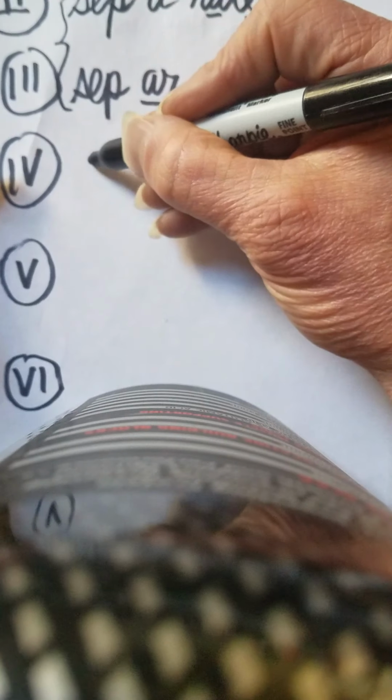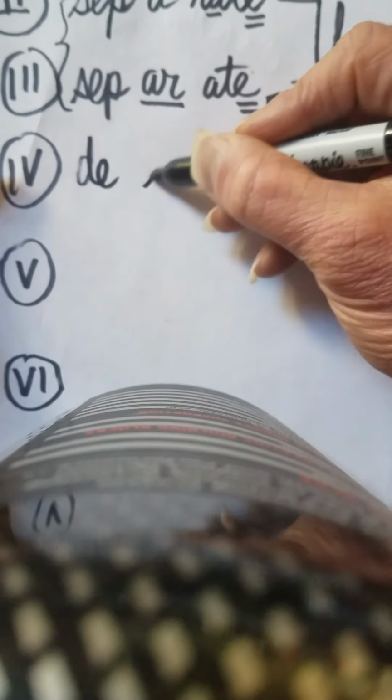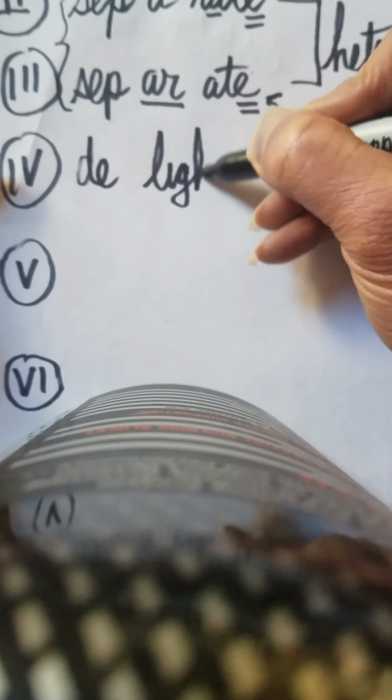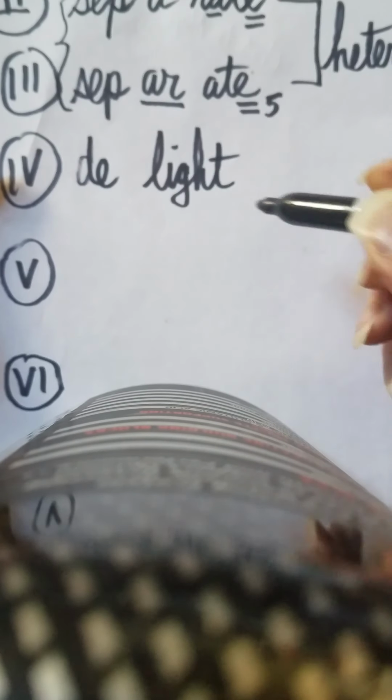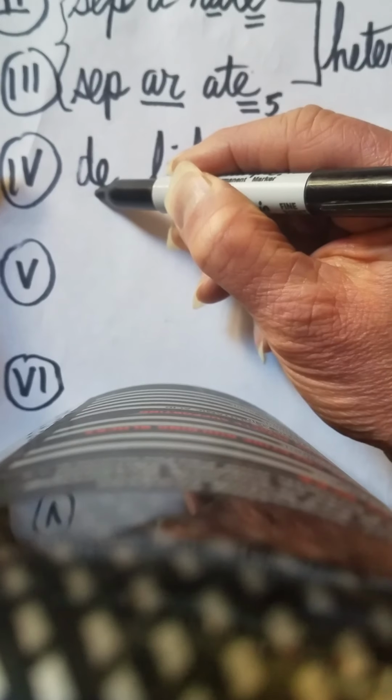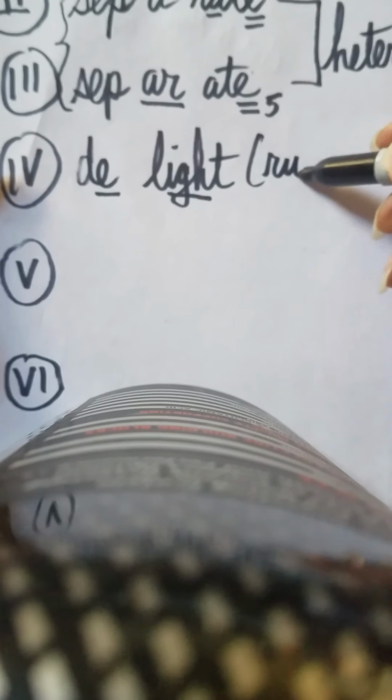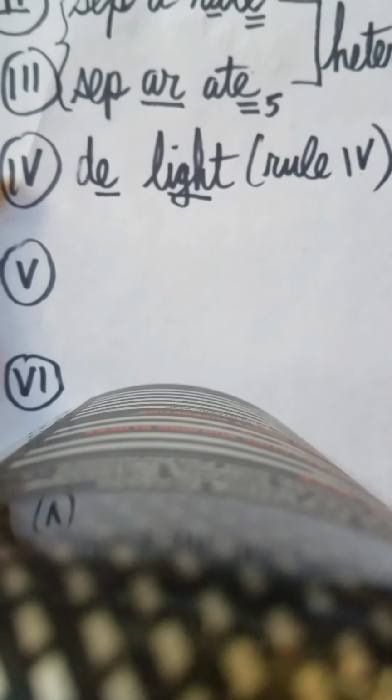Okay, first syllable. Excellent. D. Second syllable. Light. Okay, so how do we mark this up? Excellent. Underline the E and the I. The E can say E at the end of a syllable. You got it. That is rule 4.